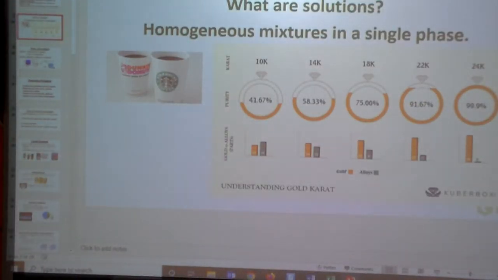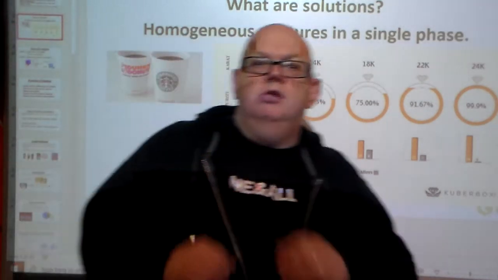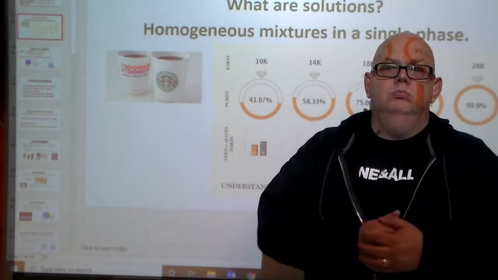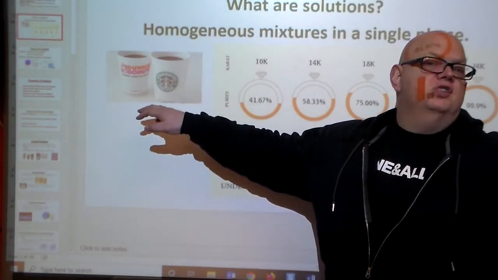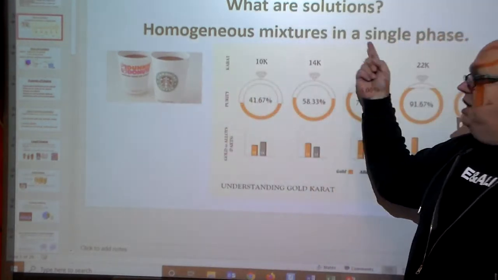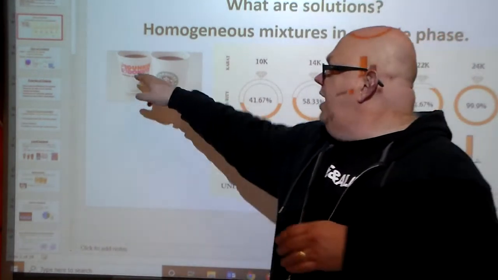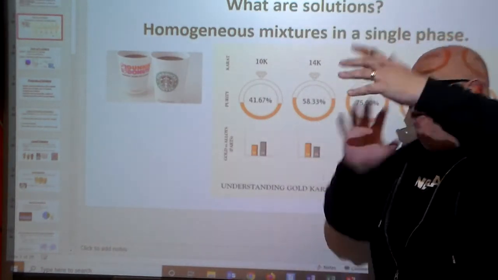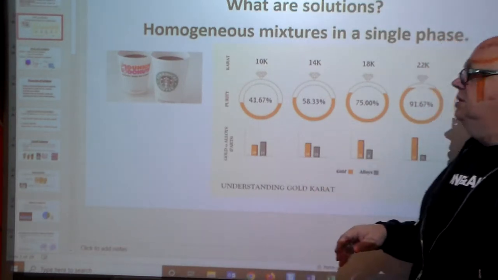So when we look at solutions, the basic idea is this: homogeneous mixtures in a single phase. Now, what do we mean by phase? Well, we can talk about liquid. A solution like coffee. Doesn't matter if it's Starbucks or McDonald's or whatever, that is a solution. It's a homogeneous mixture. Homogeneous meaning the same. You pour that coffee into a glass, it's clear. You see there, it's all brown. There is nothing different about it, okay?